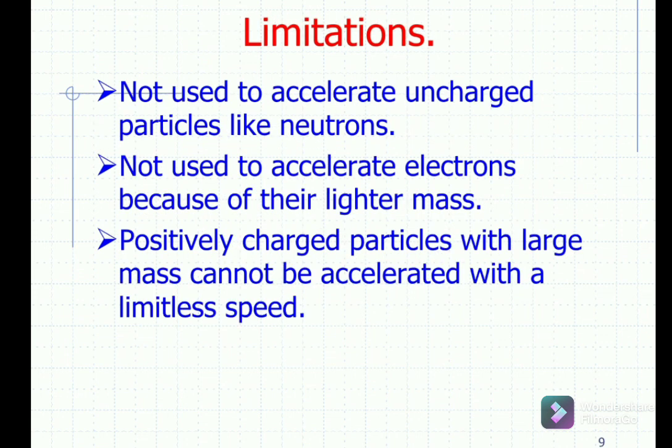Now the limitations of cyclotrons. Cyclotron is not used to accelerate uncharged particles like neutrons because they have no charge, so they will not experience electric force as well as magnetic force. They cannot be used to accelerate electrons because of their lighter mass. Also, we cannot accelerate positively charged particles with large mass because we cannot move them with a limitless speed.